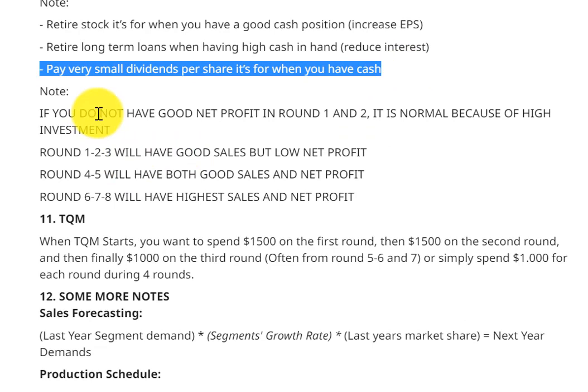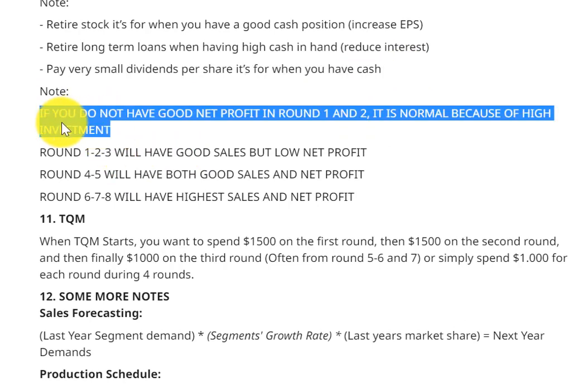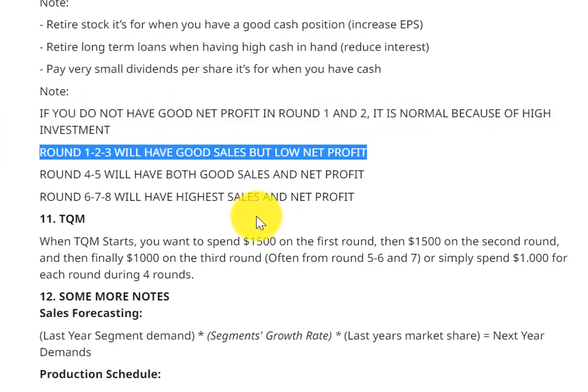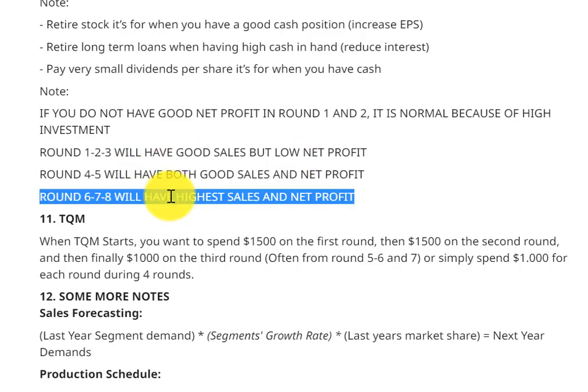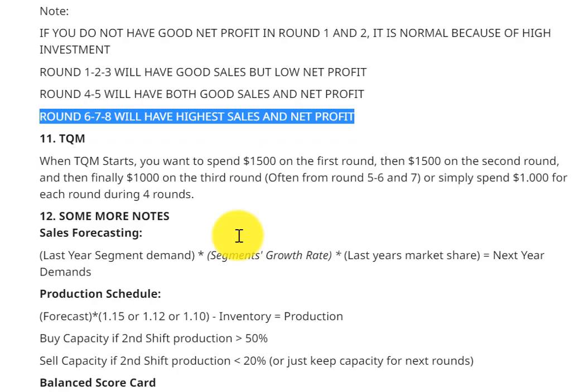So note, if we cannot get good net profit in round 1 and 2, it's normal because of high investment. In rounds 1, 2, and 3, we get good sales but low net profit. In rounds 4 and 5, we have both good sales and net profit. In rounds 6, 7, and 8, we have high sales and net profit.